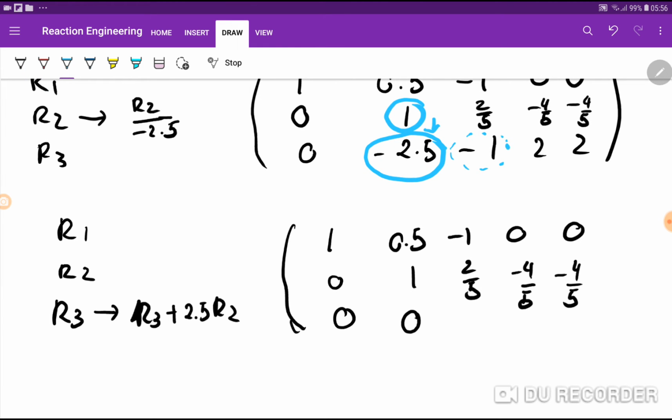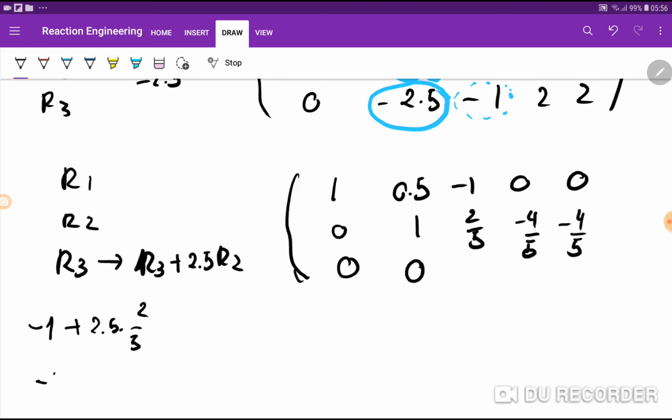Okay, let me do it in detail for you. Negative 1 plus 2.5 times 2 over 5, what will that be equal to? Negative 1 plus 5 over 2 times 2 over 5, because 2.5 is 5 over 2. They cancel out. Equal to negative 1 plus 1 is 0. Excellent.